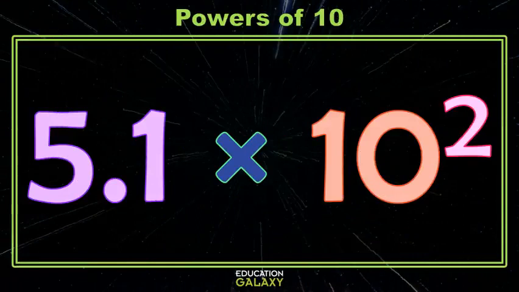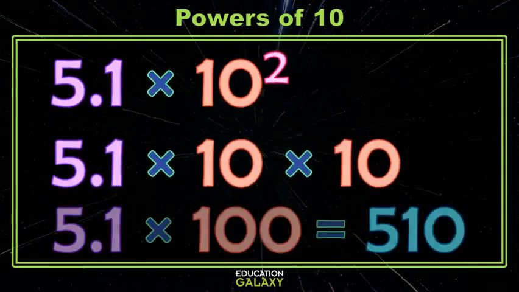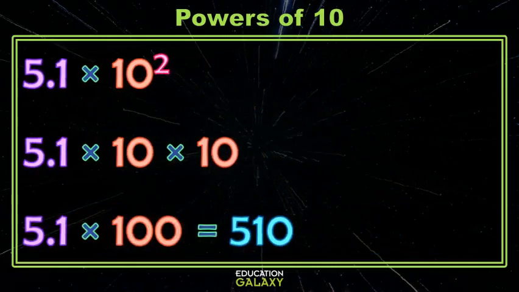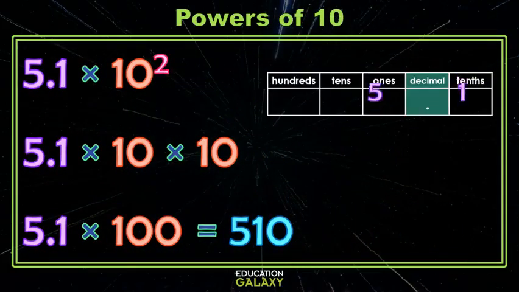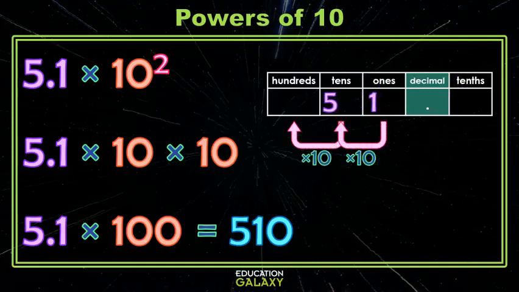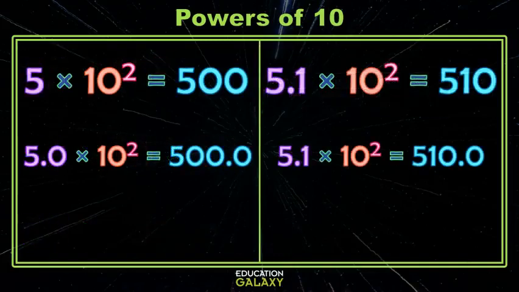Let's try it with a decimal. Here I have 5.1 times 10 squared, which I know is 5.1 times 10 times 10, 5.1 times 100, which is 510. So what happened here? Well, I had a 5 in the ones and a 1 in the tenths, and I multiplied by 10 and everybody increased by a place value. And then I multiplied by 10 again and everybody increased by a place value. And I just fill in my 0 to make it pretty, and you see we have 510. So if I look at these two examples side by side, do you notice anything they have in common?